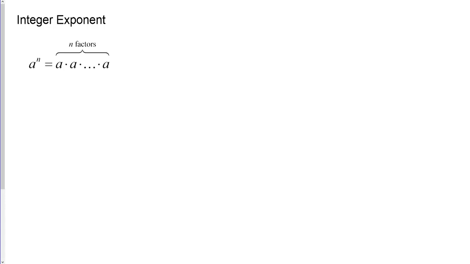So here's what happens if you have, say, like 2 to the 4th power, for instance. It tells you to take 2 multiplied 4 times. So 2 times 2 times 2 times 2 would result in 16. All right, pretty straightforward. It works for integer bases, non-integer bases, positive, negative bases. You just have to be careful with positives and negatives.